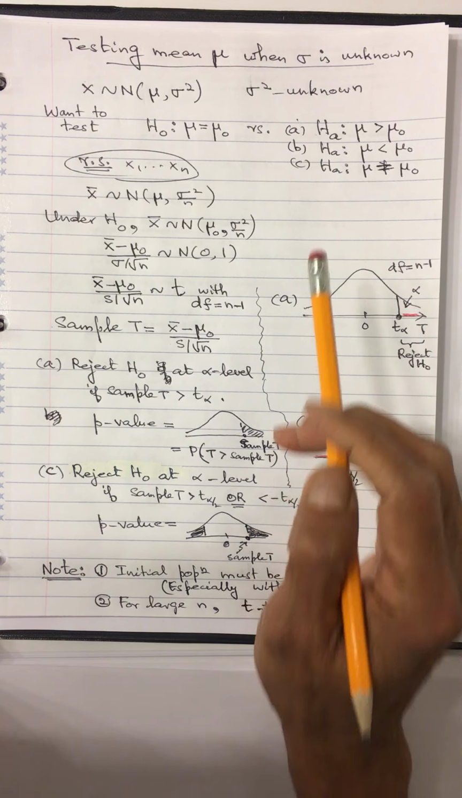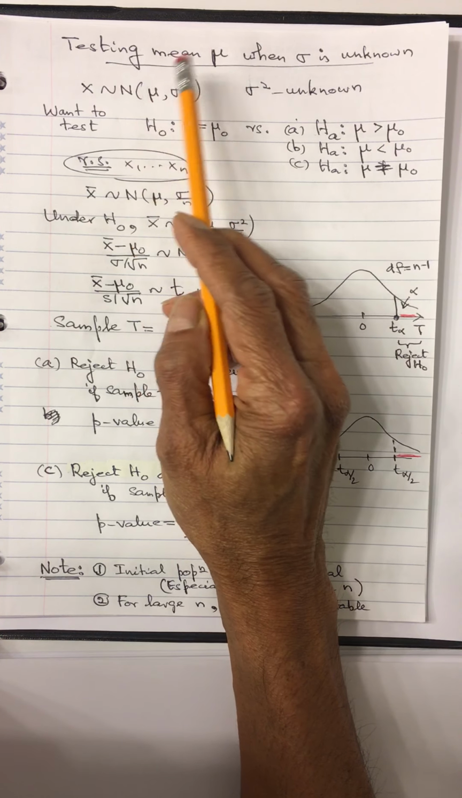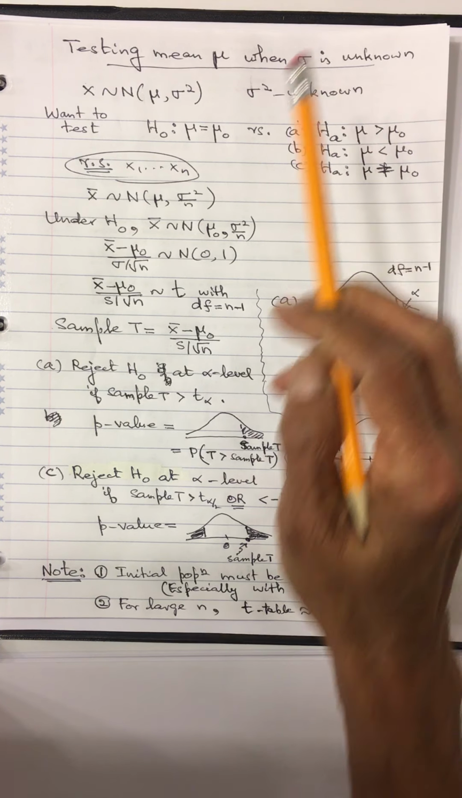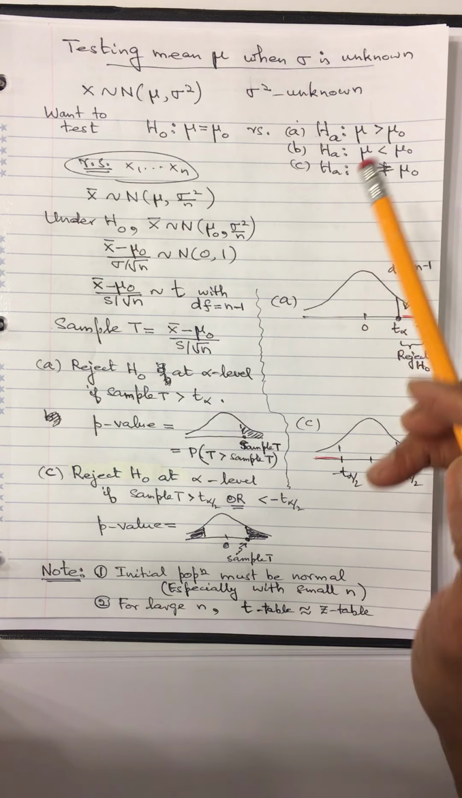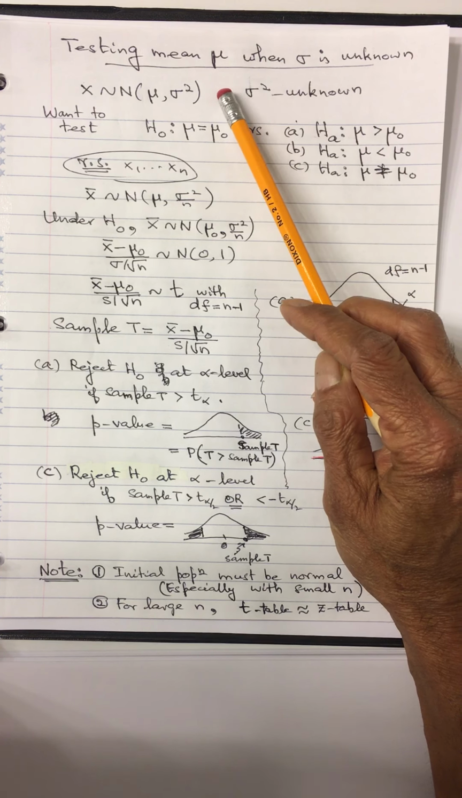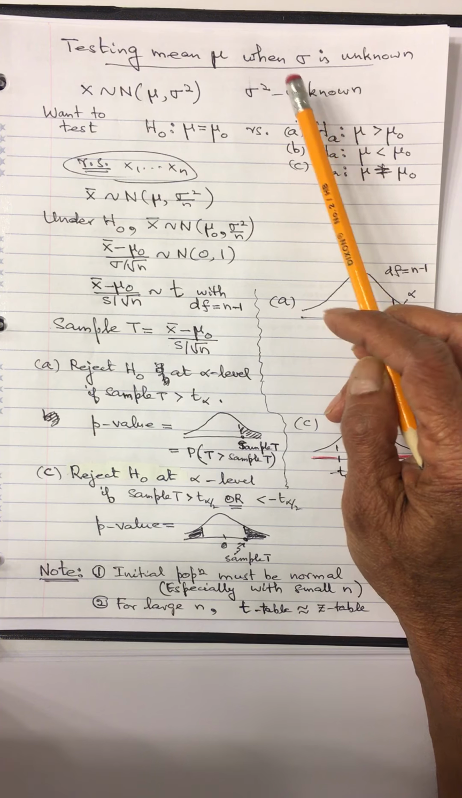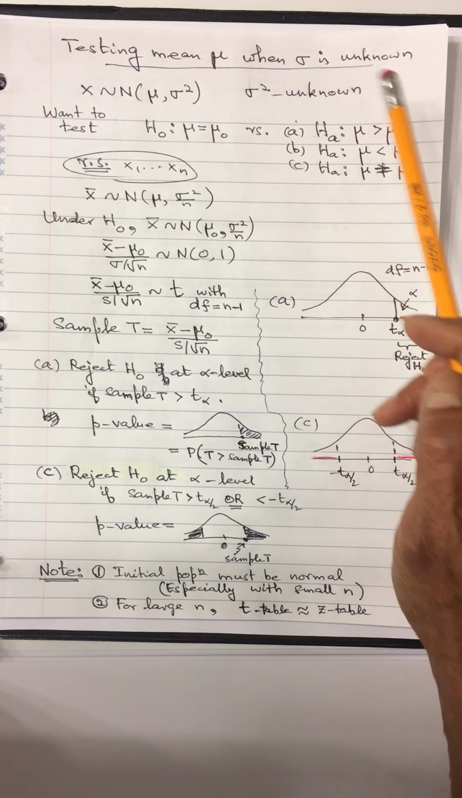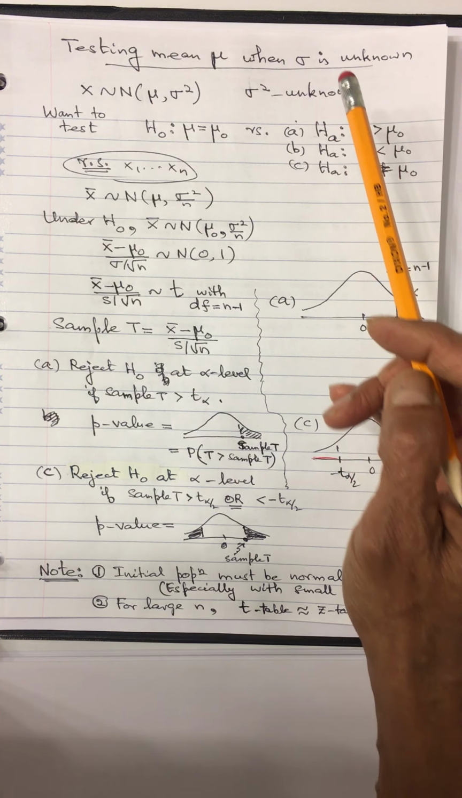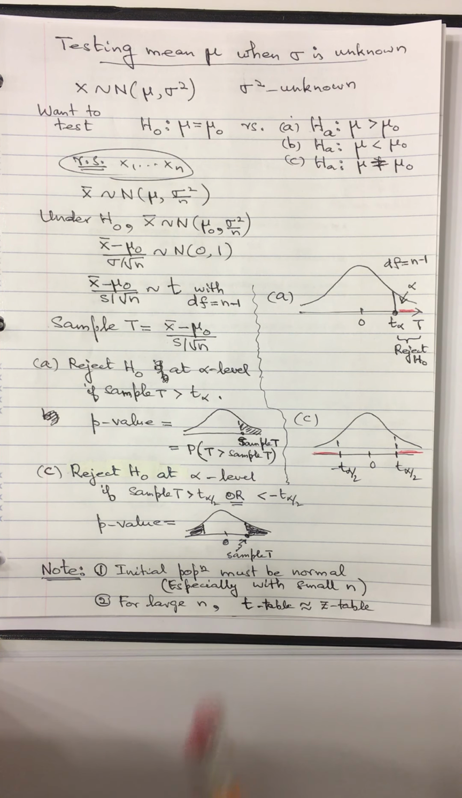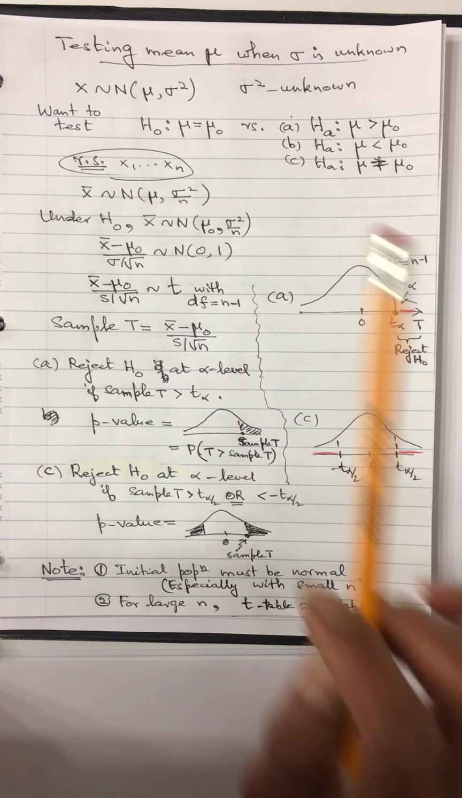In this video, let us look at testing mean mu when sigma is unknown. So you already know how to test mu if you have a large sample. In that case, what we did basically ended up replacing sigma by s. Now in general, whether you have a large sample or a small sample, this is how the theory goes.